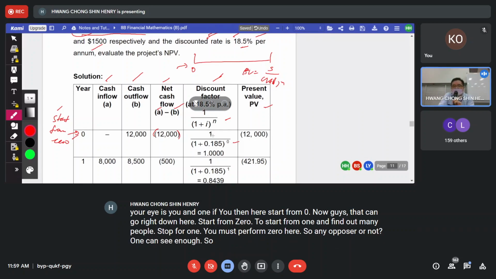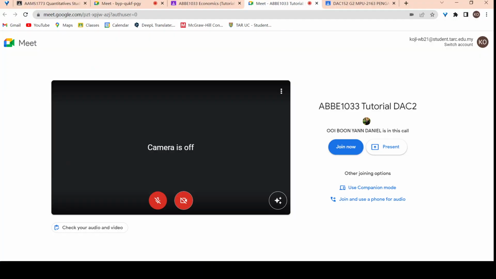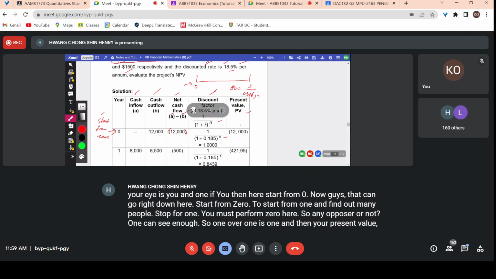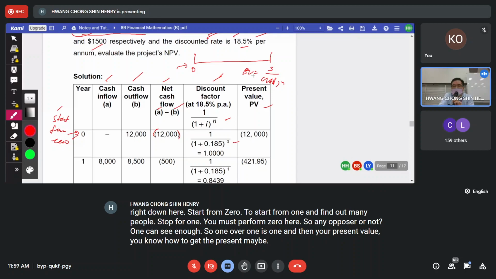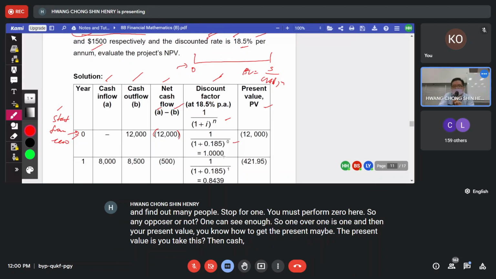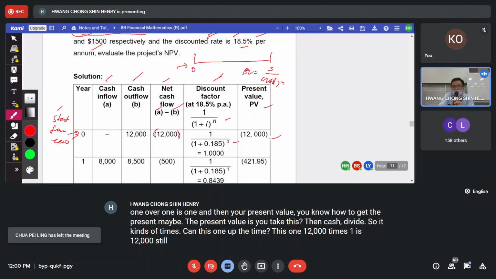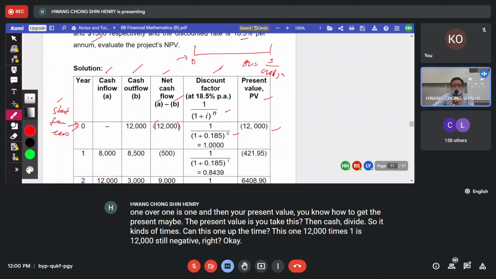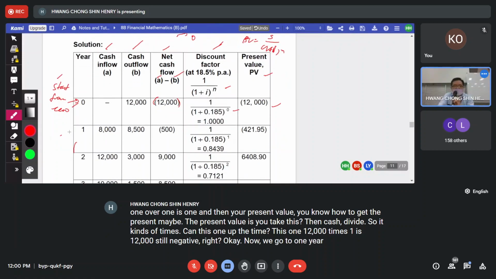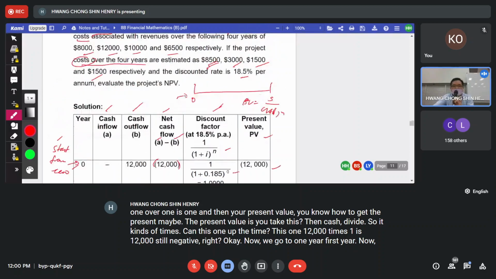So 1 over 1 is 1. And then your present value, you know how to get the present value? Your present value is, you take this net cash times this one. 12,000 times 1 is 12,000, still negative, right? Okay. Now we go to year 1, the first year. Now your cash inflow is how much?